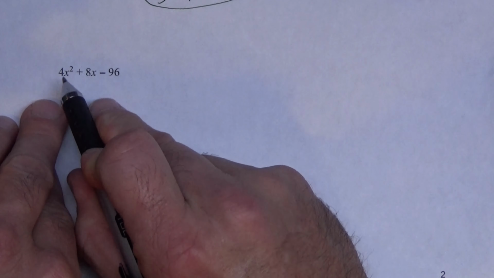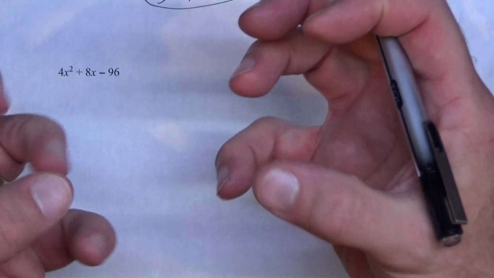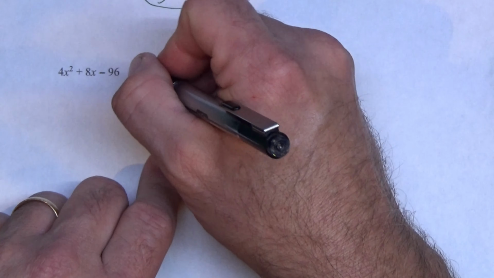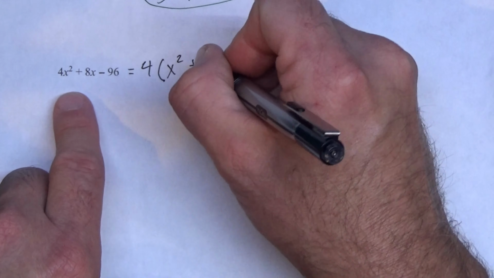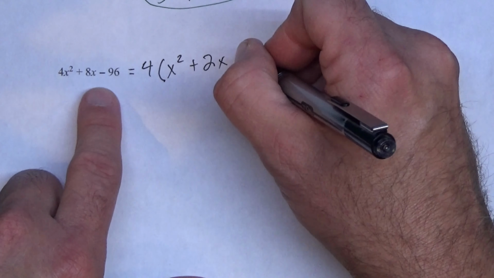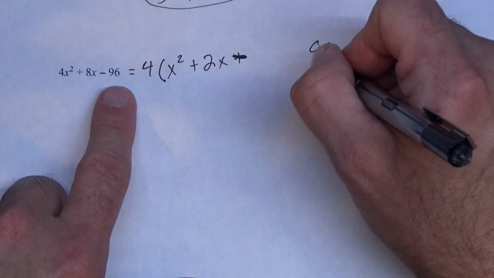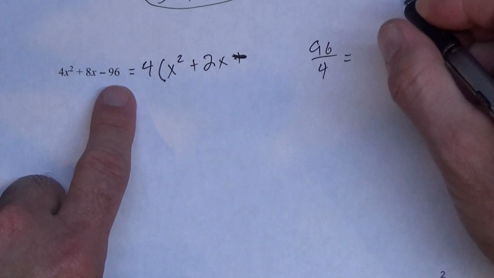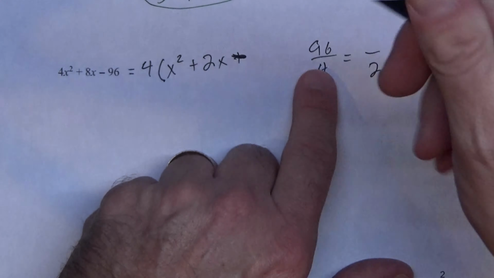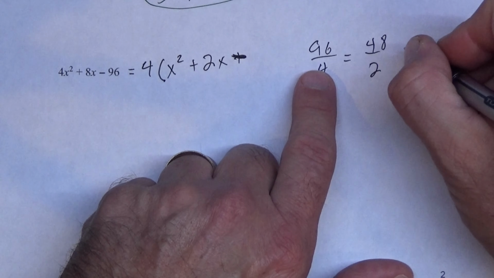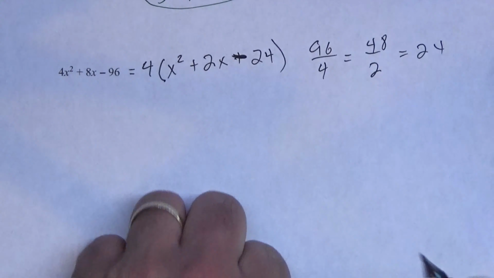Now, there's a number in front of the x squared term. I'm going to have to factor that out. Factoring is not easy with a number in front. So I'm going to factor the 4 out, and fortunately for this one, it does factor out real nicely. And 96 divided by 4... Okay, I like to divide everything by 2. So 96 divided by 2 is 48. And if we divide 48 by 2, we get 24. So this is going to be minus 24 on the end.